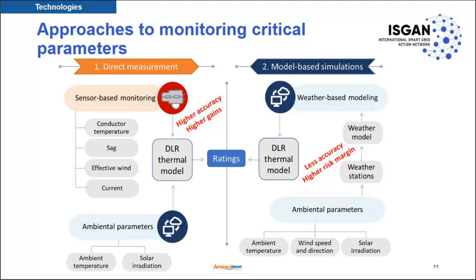These are relatively easy to collect, especially nowadays in the 21st century. There are weather web services, so it's simple to subscribe to a web service provider and get the information with the granularity that is needed to perform the computations. So again, with the thermal model and some computing power, you get your ratings.